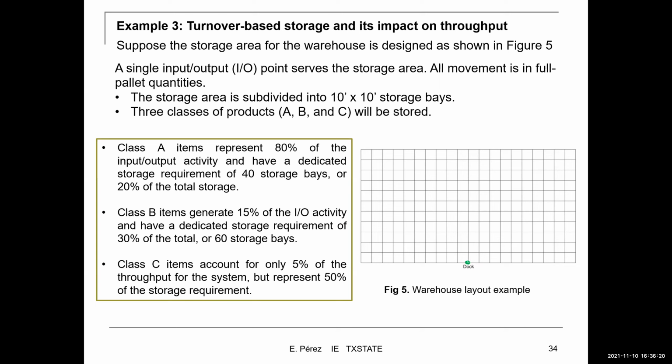So class A items represent 80% of the input-output activity and have a dedicated storage requirement of 40 storage spaces, or 20% of the total storage. Class B items generate 15% of the input-output activity and have a dedicated storage requirement of 30% of the total, or 60 storage spaces. And finally, class C items account for only 5% of the throughput for the system, but represent 50% of the storage required.